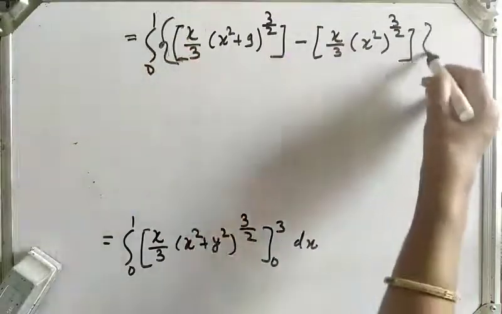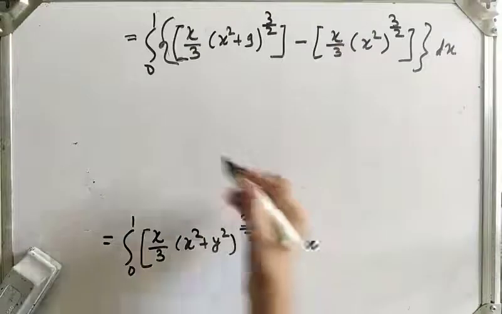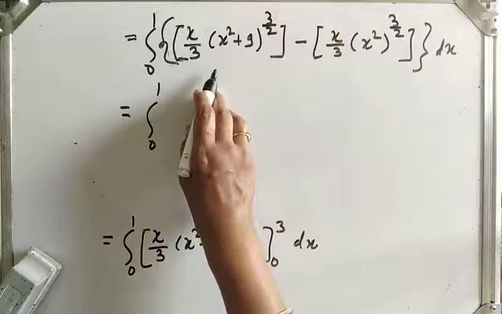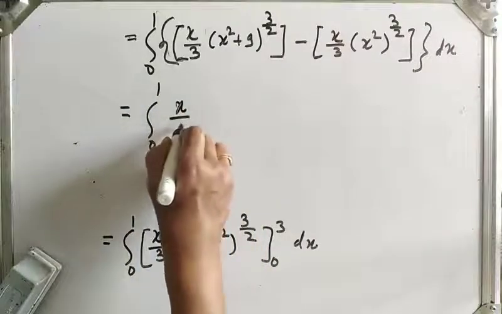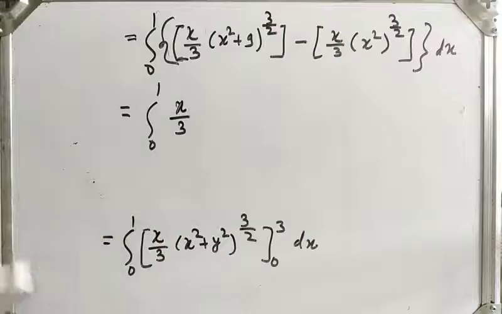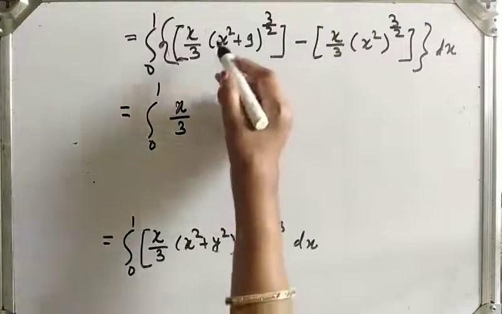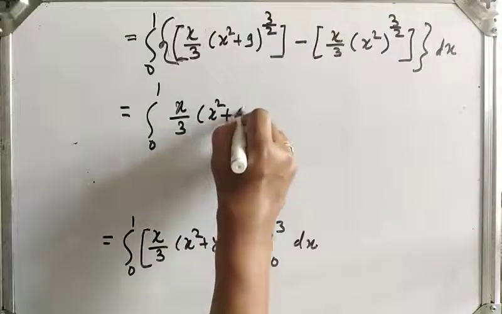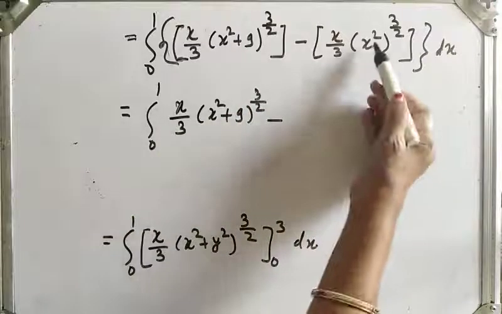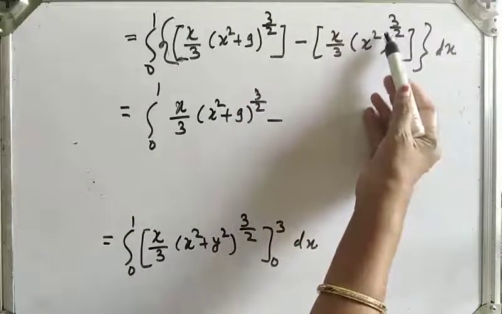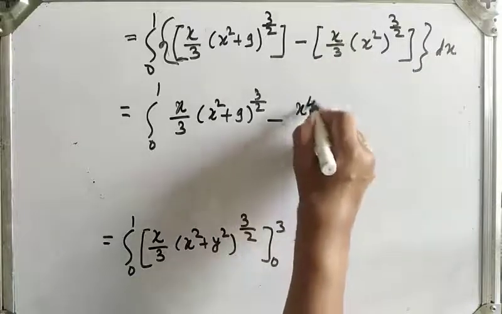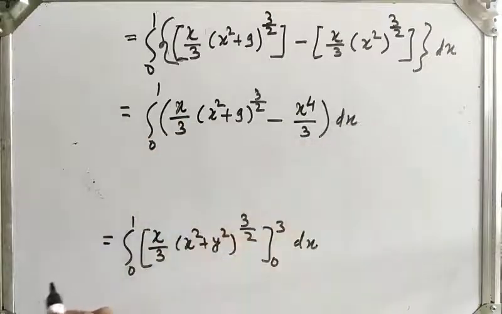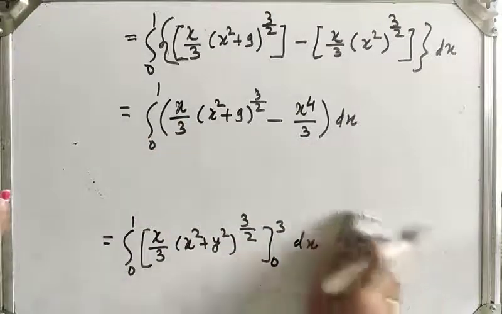dx, which is equal to the integral from 0 to 1. Let us take x by 3 common, or let it be as it is. So x by 3 into x square plus 9 raised to 3 by 2 minus x square raised to 3 by 2, which will be x cube. X cube into this x will be x raised to 4 upon 3, dx. Now let us integrate with respect to x.